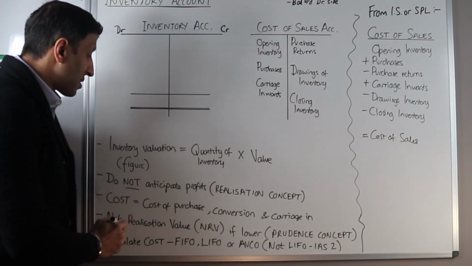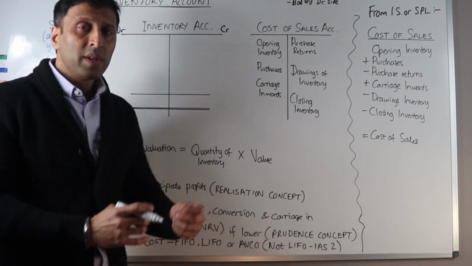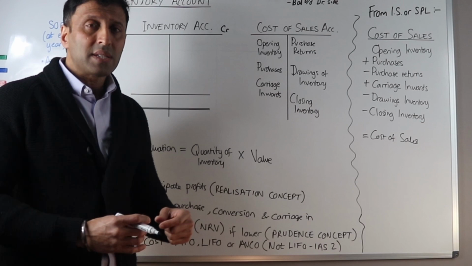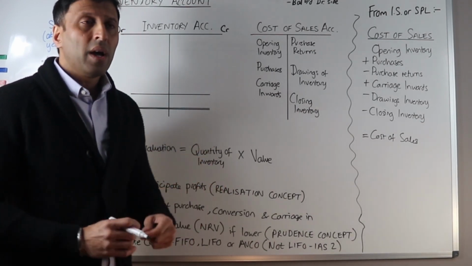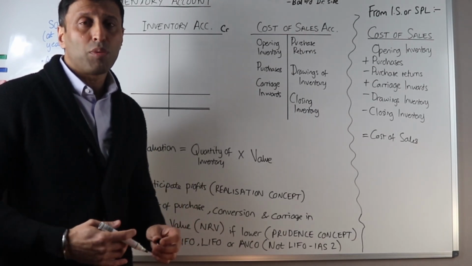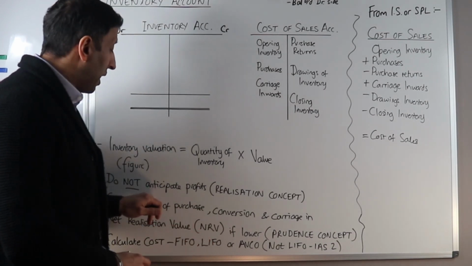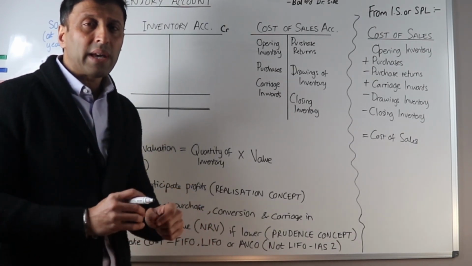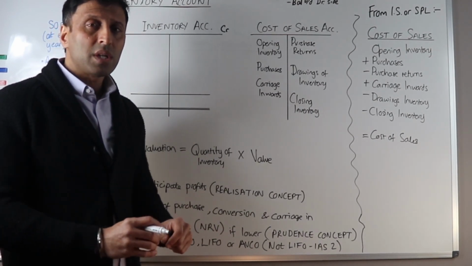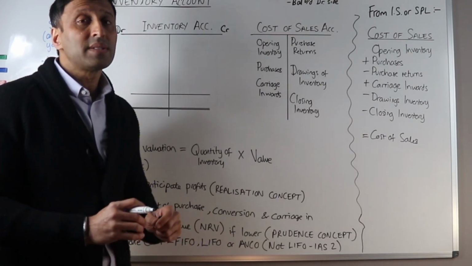We do not anticipate any profits within inventory, so if we buy inventory and we expect we can sell it for more, that's what a business tries to do, we can't anticipate that increase, that profit, within the inventory account. That would go against the realization concept. Basically, we can only realize gains or profits once they've actually been achieved or seen. So we can't anticipate profits, and therefore we should usually account for inventory at its cost value, or its original purchase price, what we paid for it, unless it goes down in value.